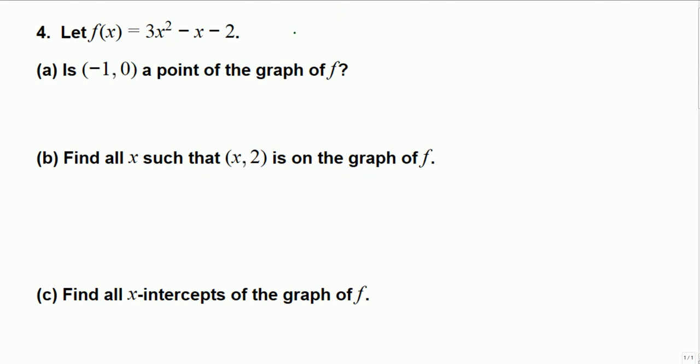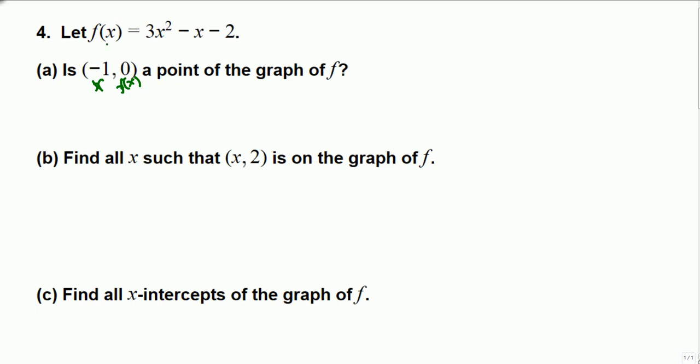Let f(x), a function, be given by 3x squared minus x minus 2. First question: is (-1, 0) a point of the graph of f? Now this is x, and this is the corresponding y, which is the same as f(x). So we're going to plug in x equals -1 and f(x) equals 0 into this function. If we get left hand side equal to right hand side, then we would say yes, otherwise no.